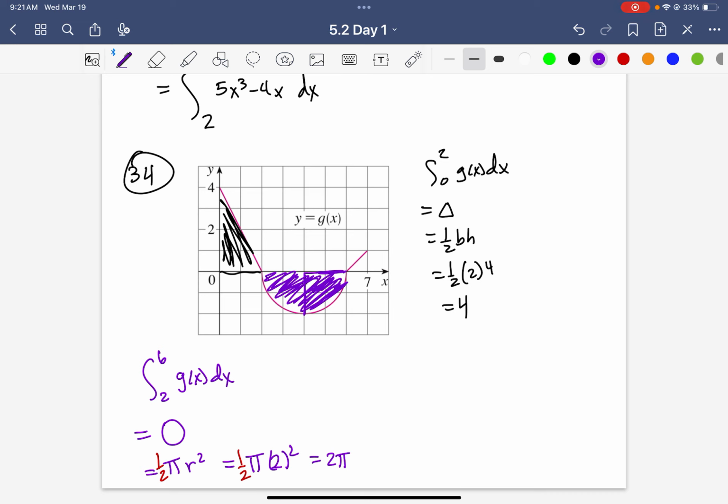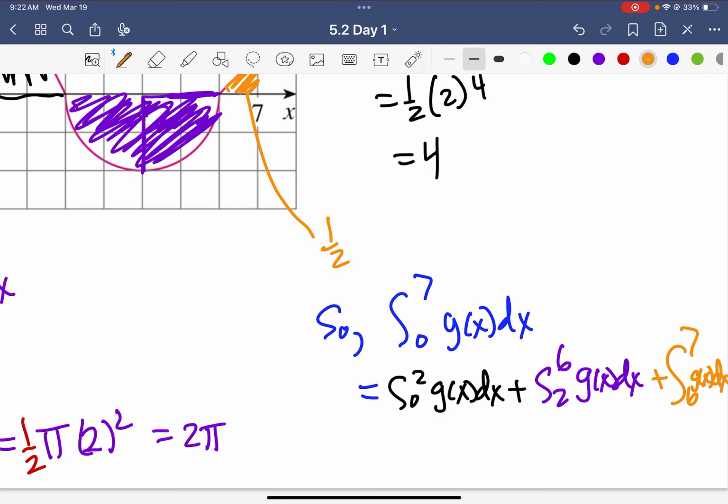Then it wants to know the integral from 0 to 7. So we see that this last little piece right here is just 1/2. So we can say, maybe I'll make it blue. So the integral from 0 to 7 of g of x dx, if we use our properties, is equal to the integral from 0 to 2 of g x dx plus the integral from 2 to 6 of g x dx plus the integral from 6 to 7 of g x dx.